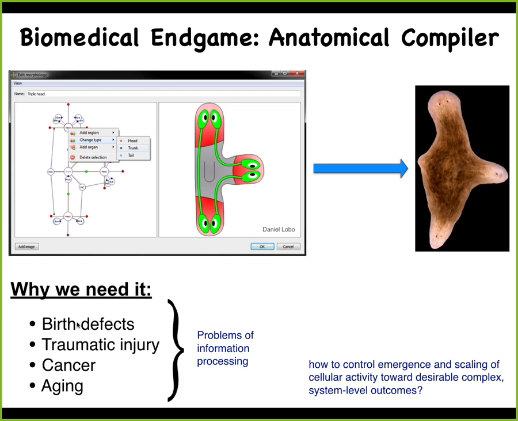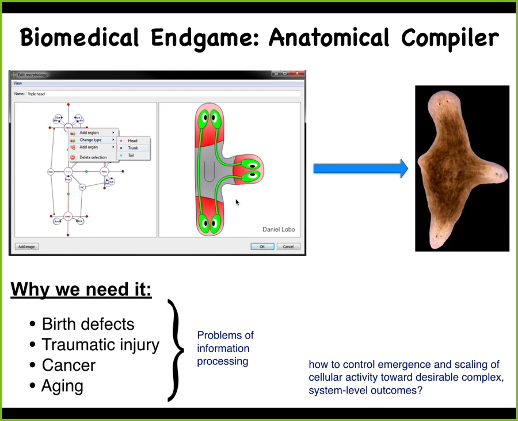Most of the problems of biomedicine, so we're talking about birth defects, traumatic injury, cancer, aging, degenerative disease, they all have one fundamental thing in common, which is that if we understood how to convince a collection of cells to build a particular structure, these problems would be solved, right? So I see the end game of our field as something I call the anatomical compiler, right? So let's have a vision of what success for us would look like.